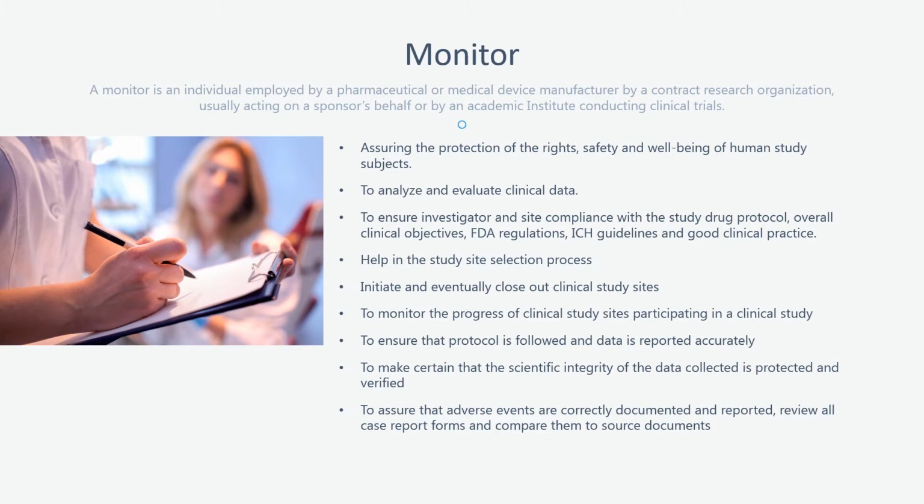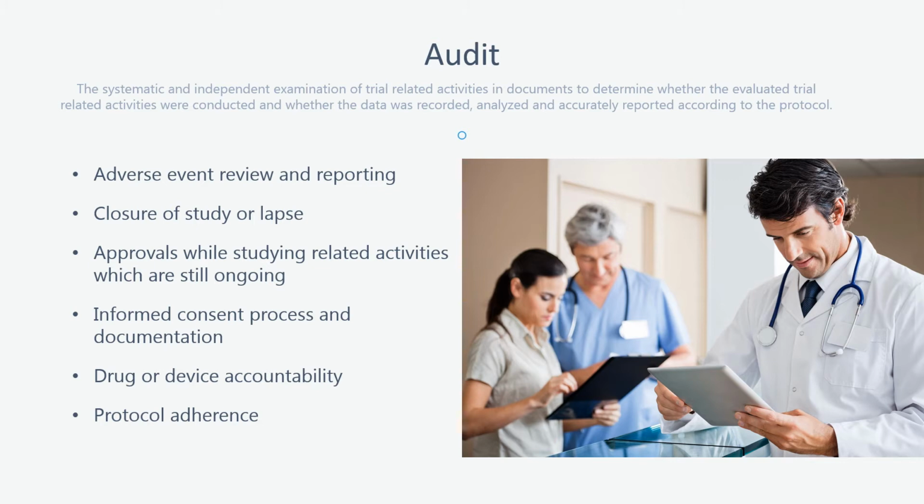Auditing is the systematic and independent examination of trial-related activities and documents to determine whether the evaluated trial-related activities were conducted, and whether the data was recorded, analyzed, and accurately reported according to the protocol. The most cited clinical trial areas during audits include: adverse event review and reporting, closure of study or lapse of approvals while study-related activities are still ongoing, informed consent process and documentation, drug or device accountability, and protocol adherence.